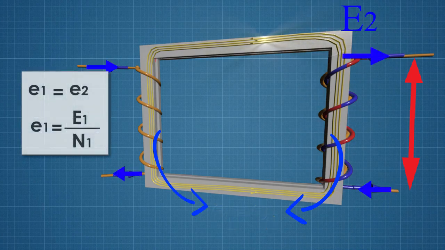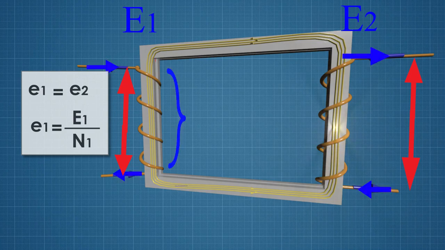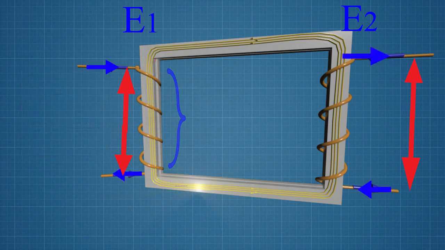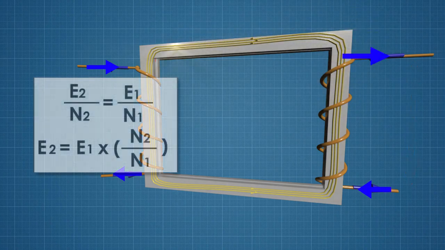Therefore, the EMF on the primary winding turn will equal the ratio of the total EMF and the number of turns. e1 is equal to the ratio E1 and N1. Whereas the left-hand members of the equations are equal, we can equate the right-hand members thereof. The ratio E2 and N2 is equal to the ratio E1 and N1. Having expressed E2, we will obtain E2 is equal to E1 multiplied by the ratio N2 and N1.